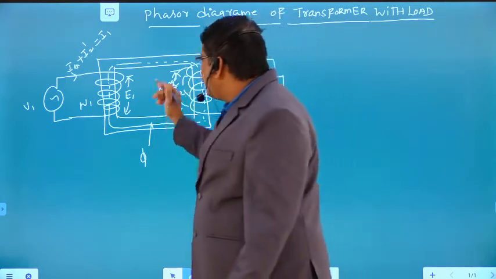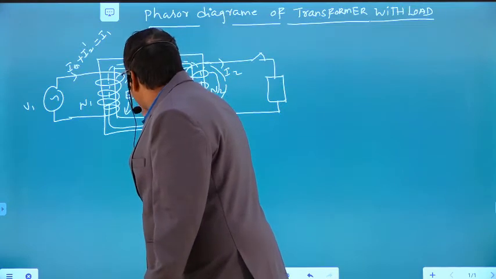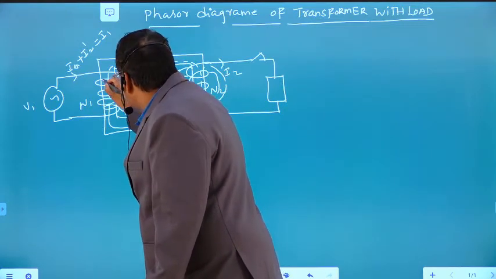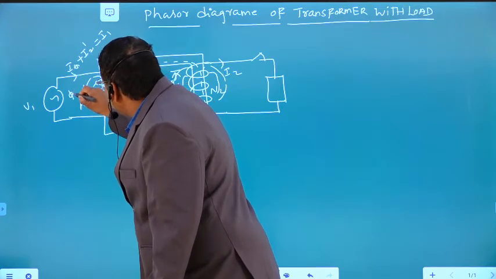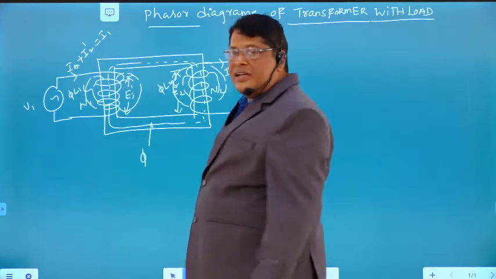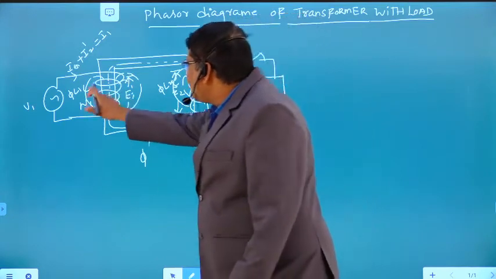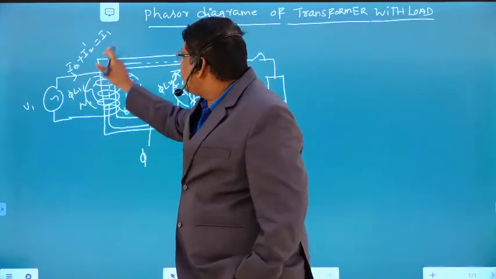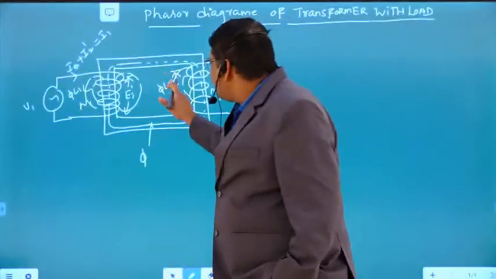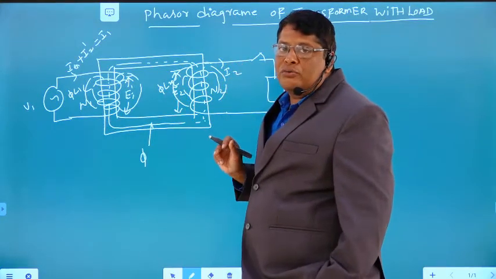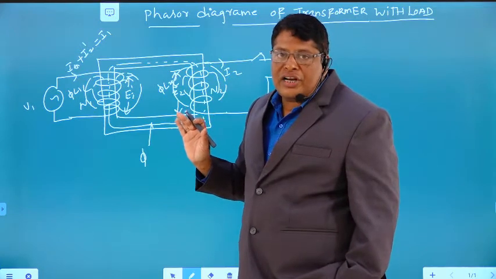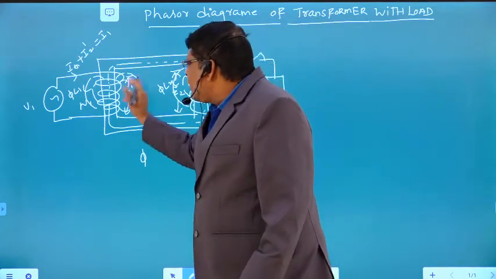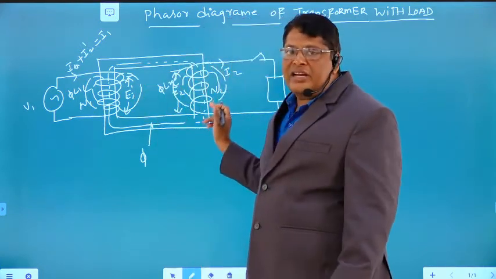In the same manner, there is some amount of flux linking with the primary winding. This is nothing but the primary leakage flux. The primary leakage flux is in phase with I1, whereas the secondary leakage flux is in phase with I2. So these two fluxes are sinusoidal in nature. A voltage will be induced in the primary winding as well as the secondary winding.